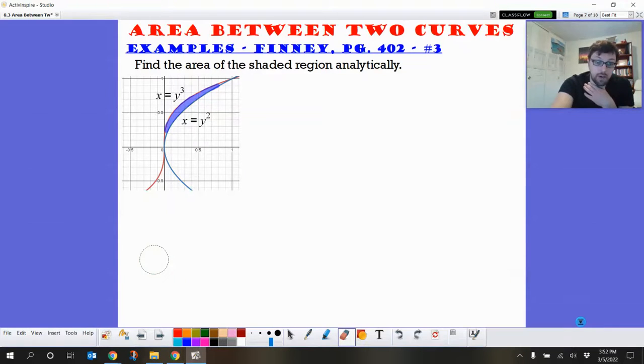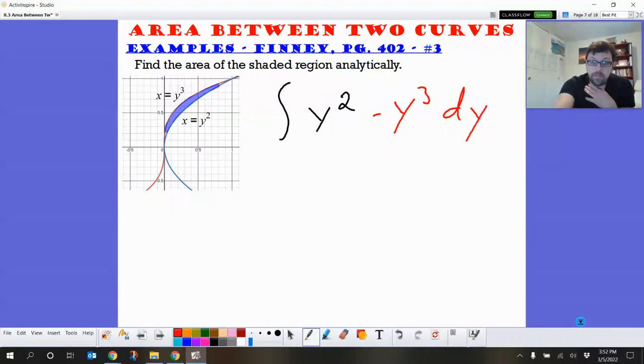instead. So our rightmost function is that y squared. And then our leftmost function is that y cubed. And then we're going to find the antiderivative with respect to y instead of x. And then we care about the two y values where those two meet. So the first time that they meet is down here at 0. And then they meet up here at 1, 1. But we do want this y value of 1.